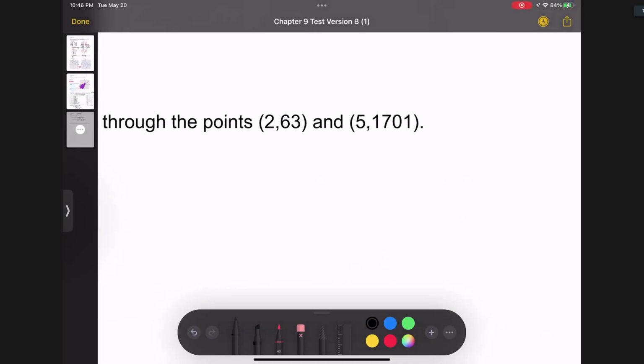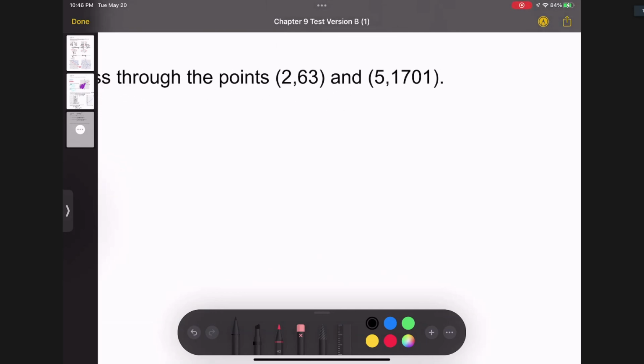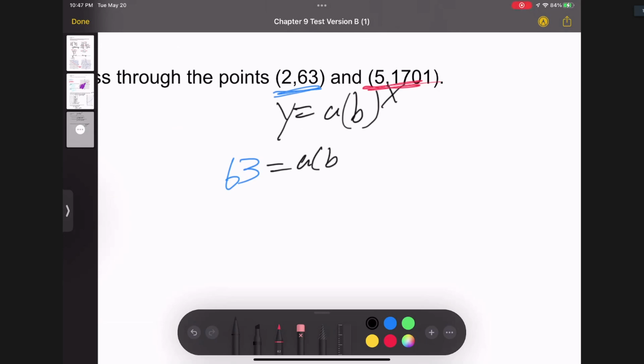Now for number 6, again, the same idea, the same approach. Let's see if I can get through this very quickly. We got y is equal to a times b to the power of x. Now, we have these 2 points. I want to color code just to emphasize the importance of knowing which is which. So the first point is going to be 63. Again, I am plugging in x and y for my first point. So y on the first point is 63. Then I have a times b, and my first point for x is going to be 2.